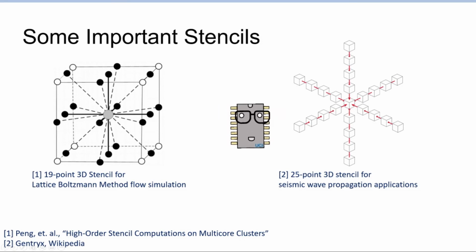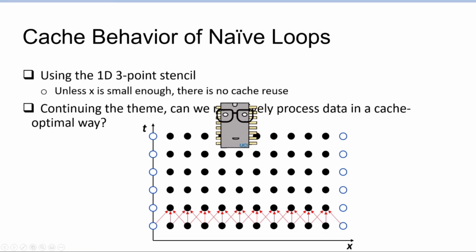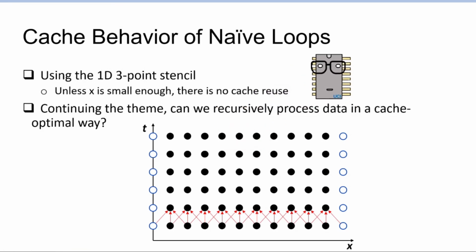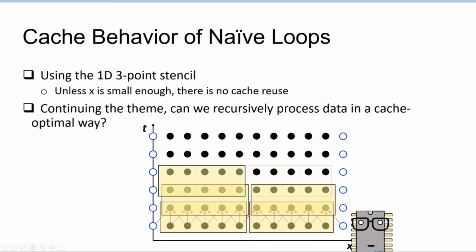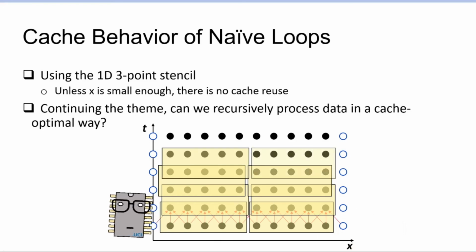And the thing about writing stencils in a naive way in software, again, using the one-dimensional 3-point stencil as example, if the dimensions of the grid that we're looking at in a one-dimensional stencil, if the length of x, unless the length of x is small enough, there is no cache reuse. Because if you simply scan over the entirety of x at every time step, by the time you come back to the beginning of x for the next time step, the data for that would have been evicted out of the cache already, like such. The yellow block here is the size of the cache.